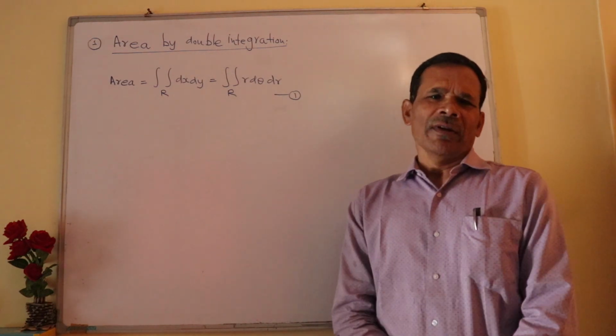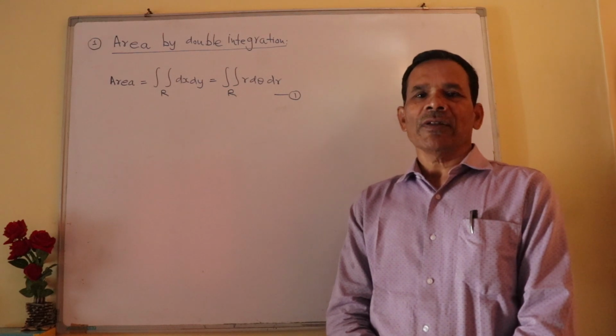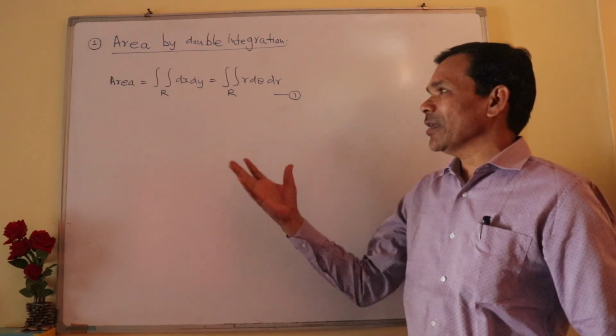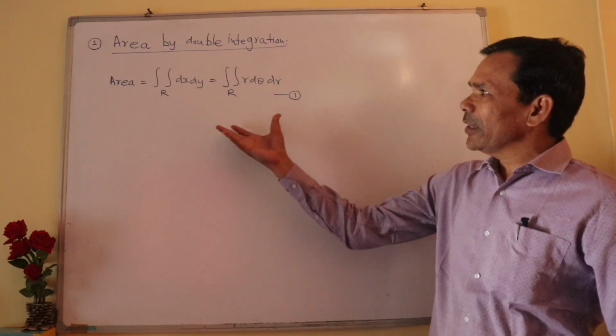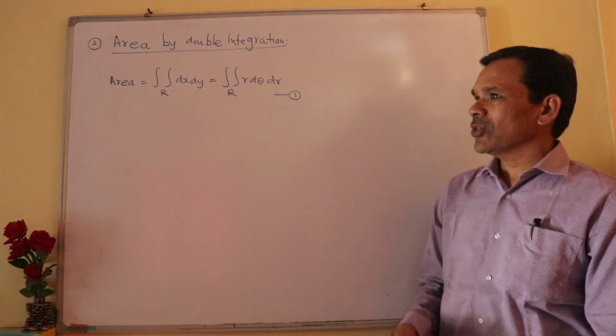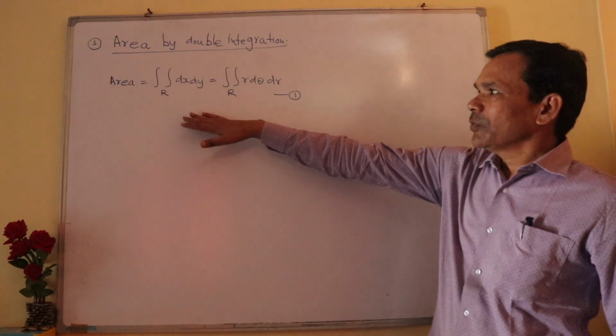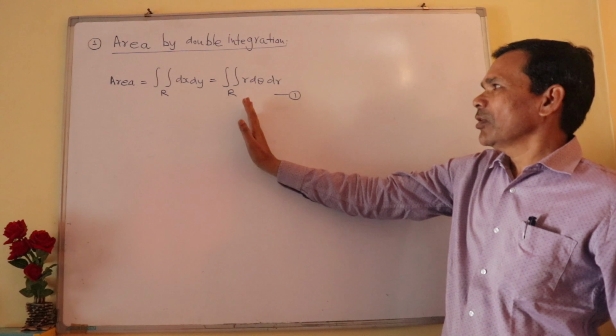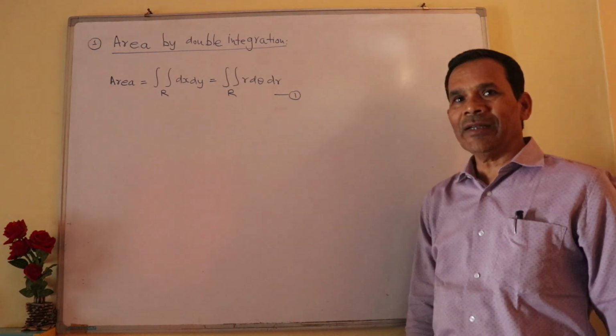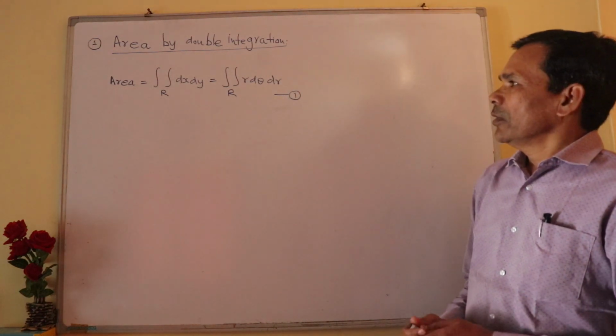Sometimes you are using double integration to find out mass also. Mass of a lamina, center of gravity of the plate, and so on. So first application is area. This is key application actually. So area is double integration dx dy, which is equal to double integration r d theta dr.